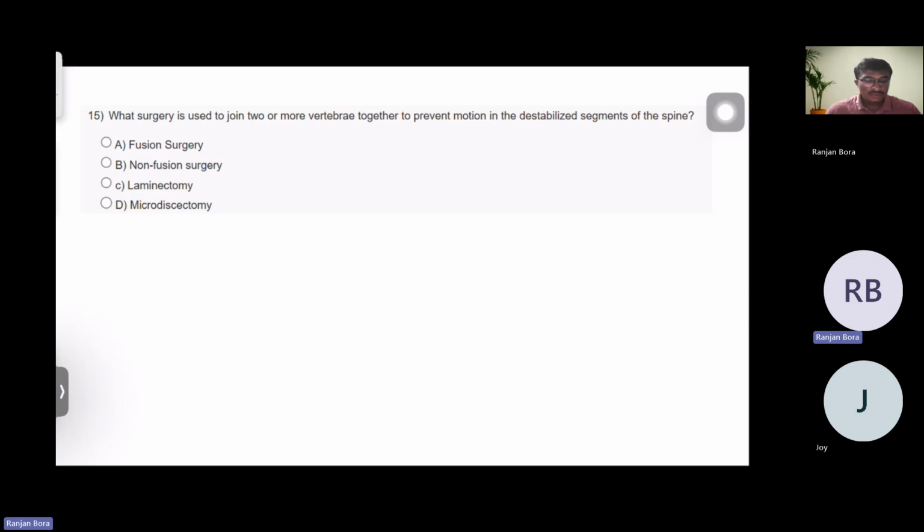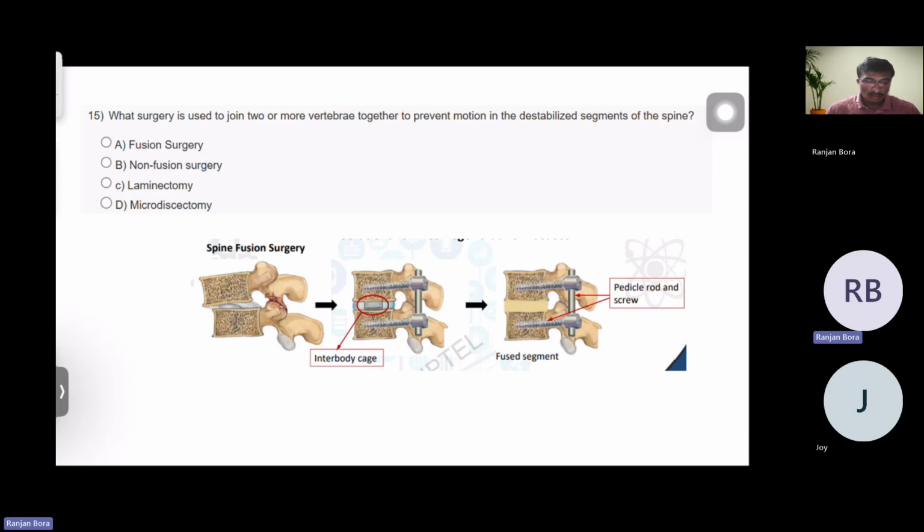We use the fusion surgery. In this, we use one interbody cage, then we use the pedicle rod and screw to fuse two or more vertebrae together. So option A is correct.